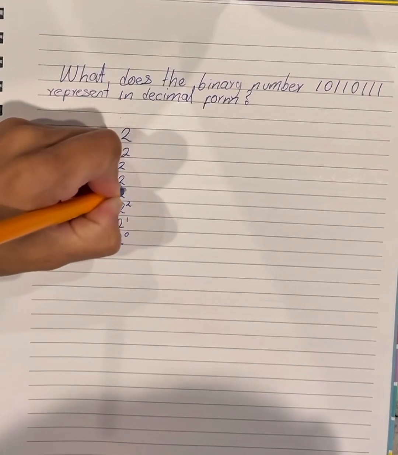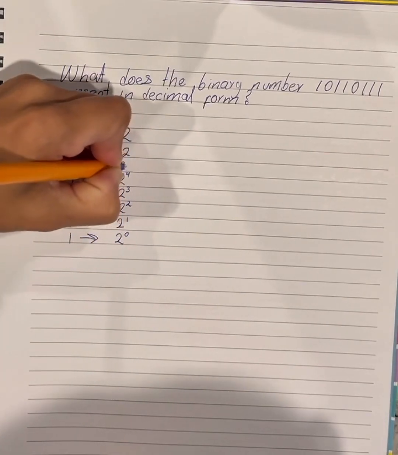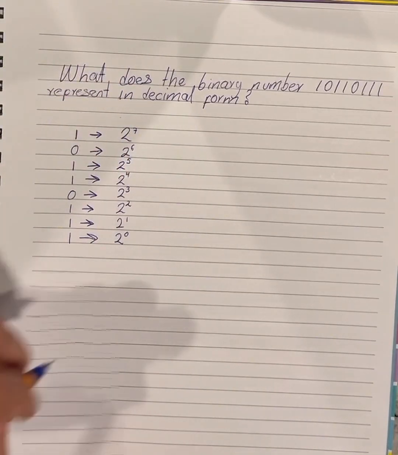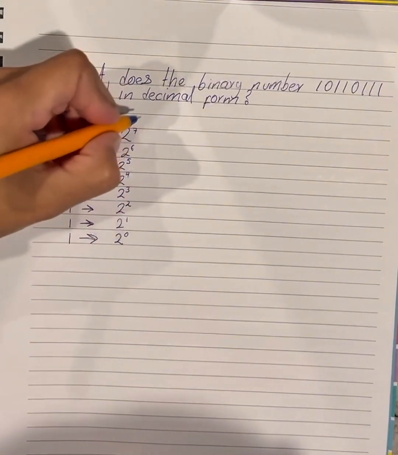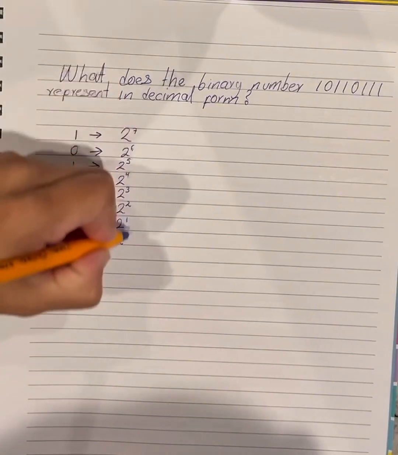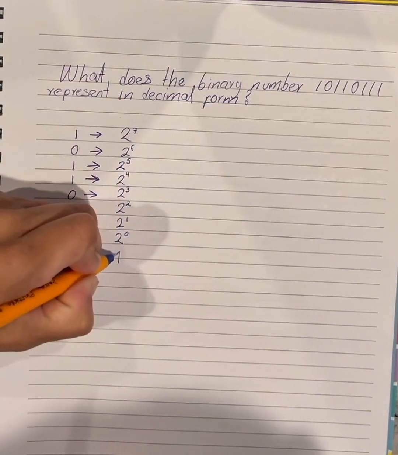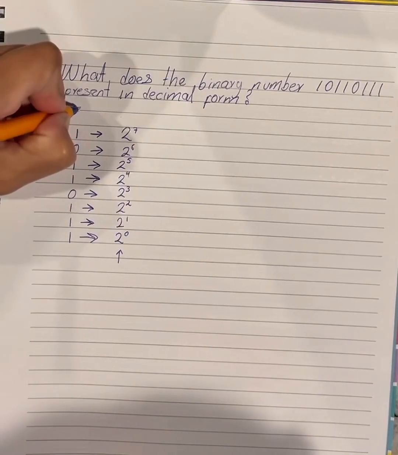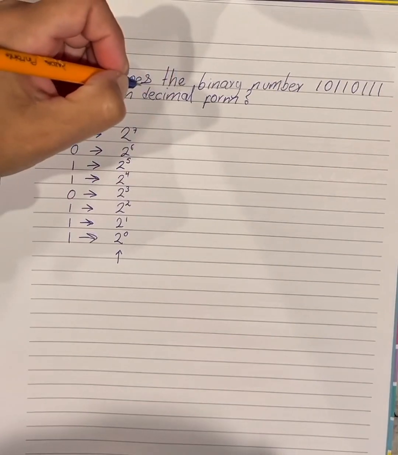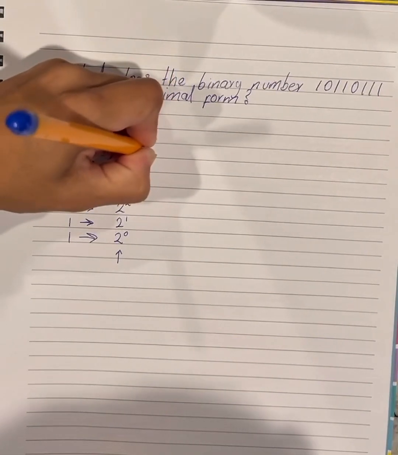Just happy little accidents. And now you'll see me writing exponents from bottom to top: 0, 1, 2, 3, all the way to 7. However many 2s there are, go from bottom to top, starting with 0 and going all the way up until you're done.